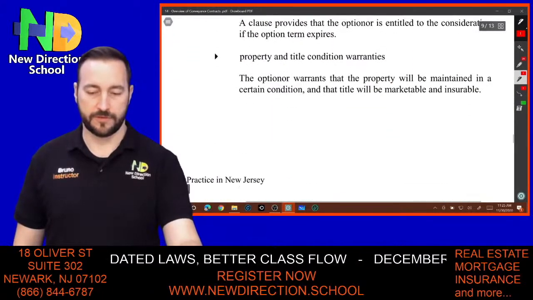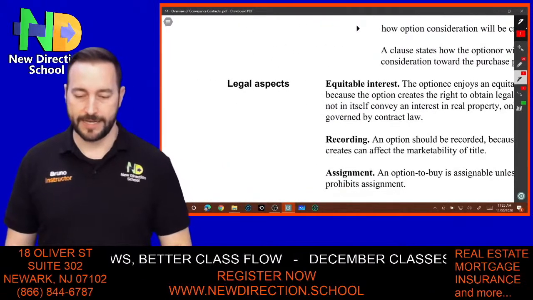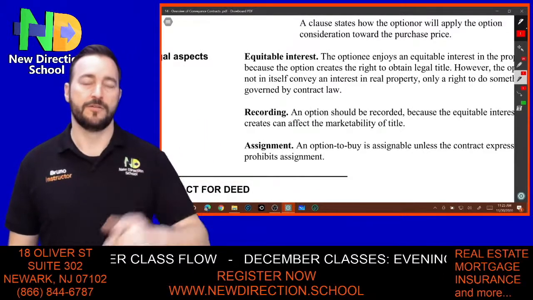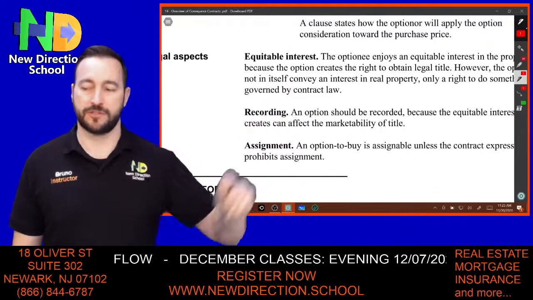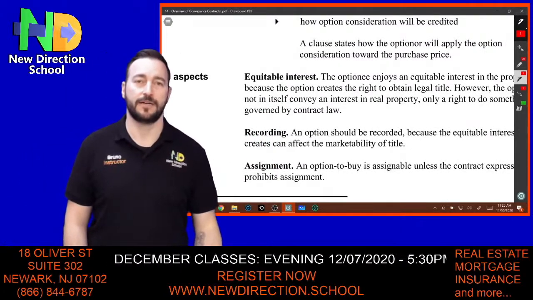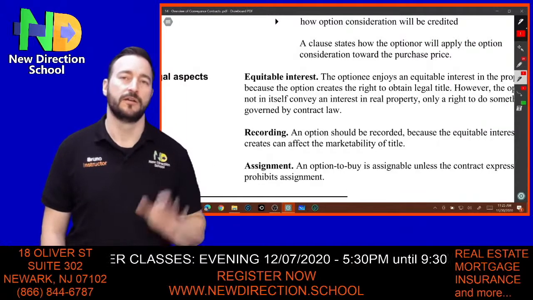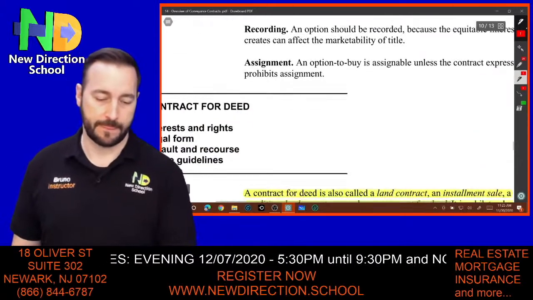All right, we're going to move on. Legal aspect. You guys already know equitable interest. So this is for the option agreement. The buyer has equitable interest. The seller cannot sell until the buyer says, I want it, I move forward, or I'm backing out of it, one or the other.